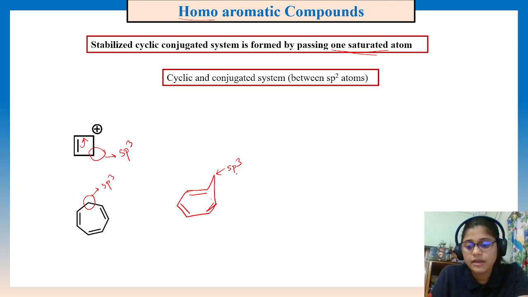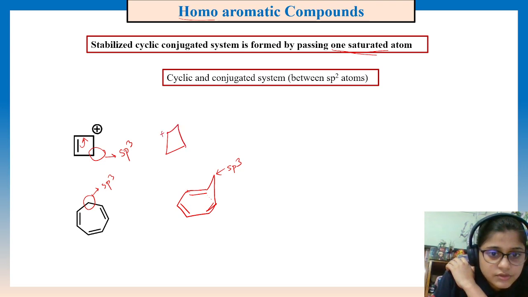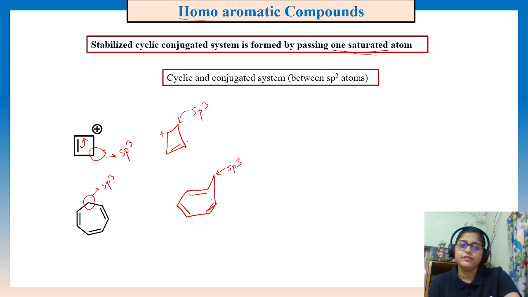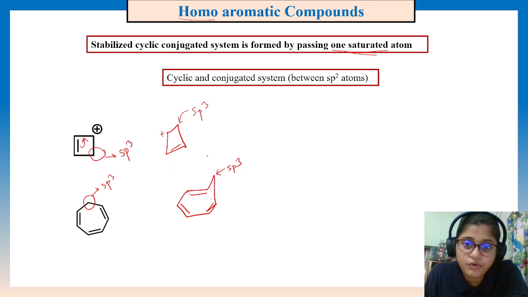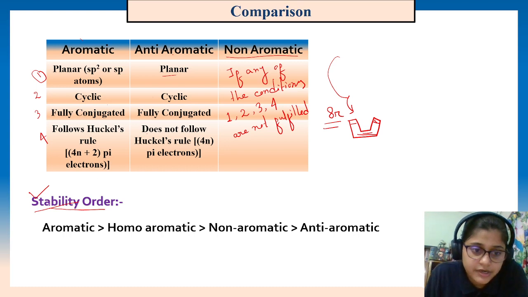Okay, understood. Here also the same thing will happen. This is positive, and like this it will be out of plane. Like that way we can see it. Okay, let's come to the stability order.